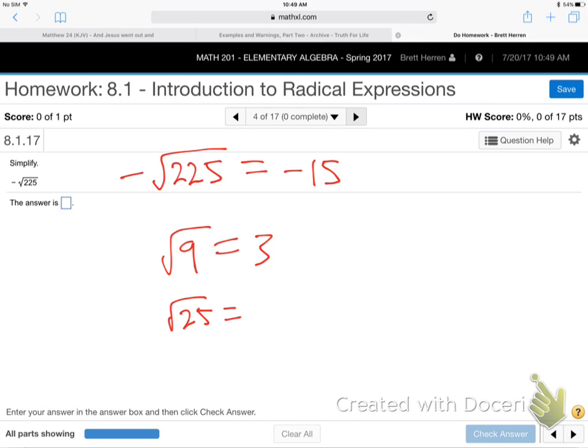Exactly. Well said. What times itself, or what number twice, is the 9? That's totally the square root question, right? What times itself is 9? Well, 3. That's it, right? So what times itself is 25? 5. Absolutely. Okay.